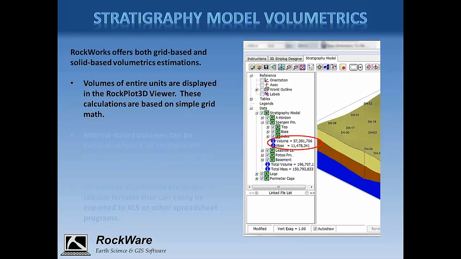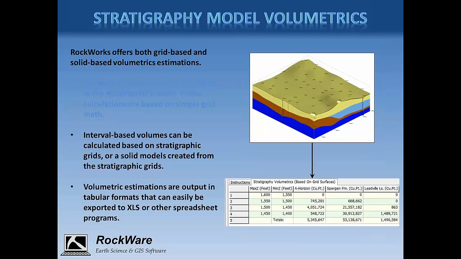This type of estimate is grid-based, so we're simply estimating a unit thickness based on the top and the base elevation grids, and then we're multiplying that thickness by the area of the grid cells, and then we're just summing everything up. So it's a simple grid-based volume calculation. And keep in mind that this volume would be for the volume of the entire model. It would be the volume of a stratigraphic unit covering the extents of the entire model.